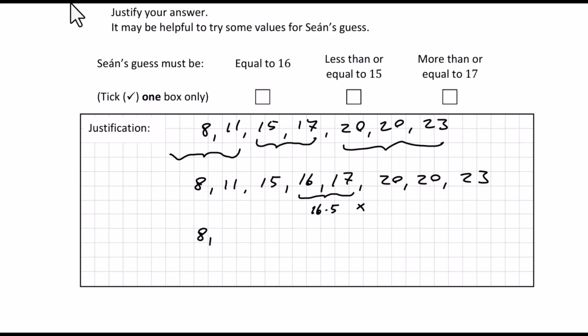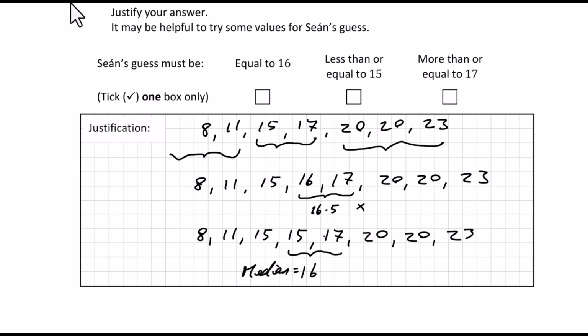So let's try 8, 11. We already have a 15. Let's try another 15, 17, 20, 20, and 23. So here we have 2 middle numbers because we have an even number of numbers. And the median here is 16. So the median here is 16 minutes.